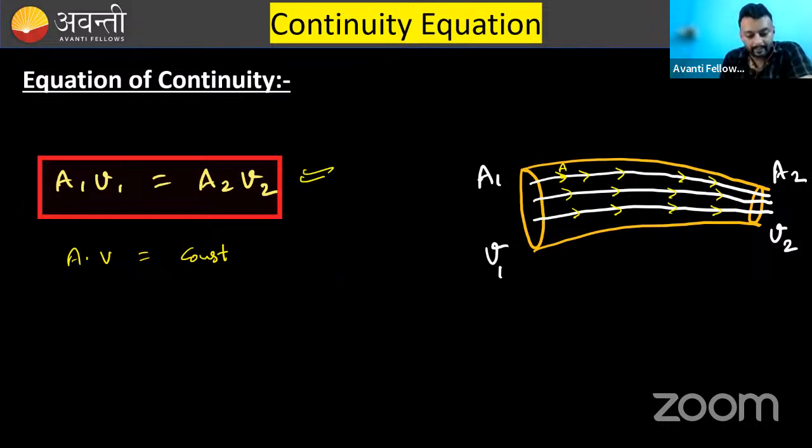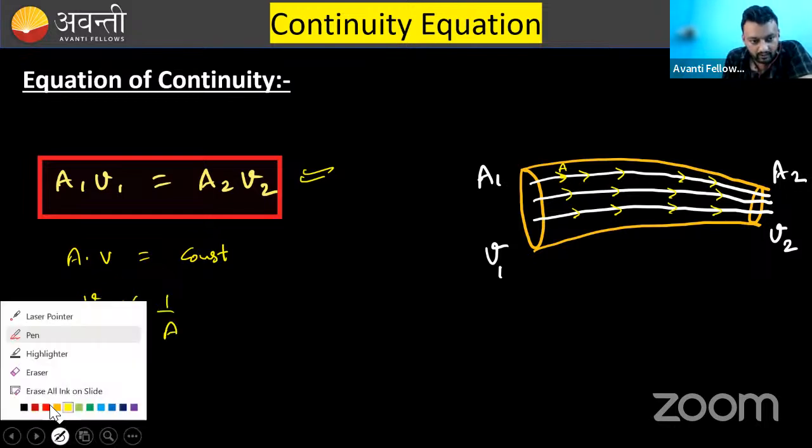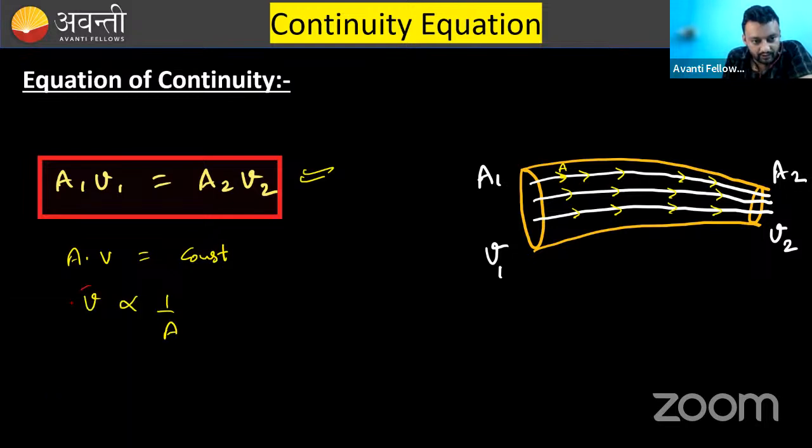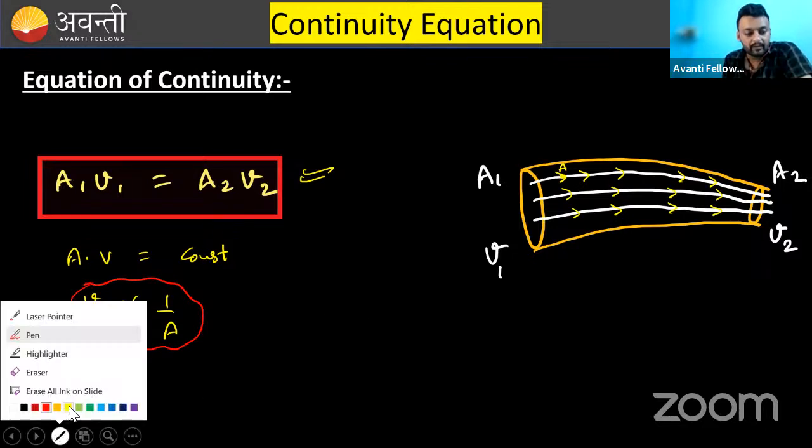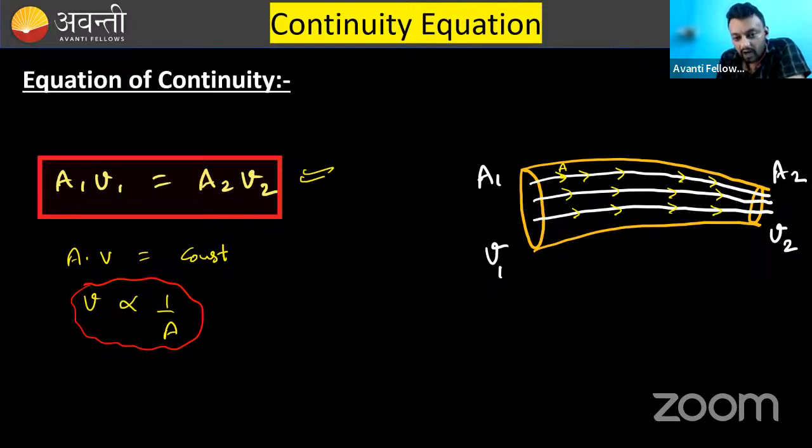Now listen to me again. What I am saying, can you say that velocity is reciprocal to area? From this, the conclusion which can be drawn is that velocity is reciprocal to area. And if velocity is reciprocal to area, that means out of V1 and V2, which velocity should be greater? From the diagram, you can say which velocity should be greater. Can anyone answer?